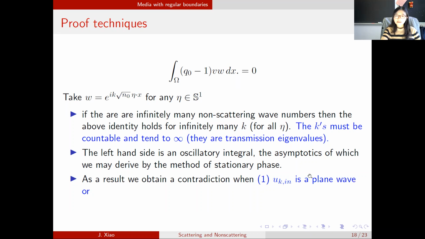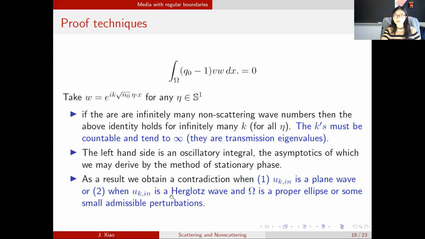Okay, so this is done for either plane incident waves or Herglotz waves for omega an ellipse, which satisfies the previous condition, or some small admissible perturbations which are of some specific form with an arbitrary small parameter epsilon and an arbitrary perturbation function f. I didn't put this here, sorry about that.